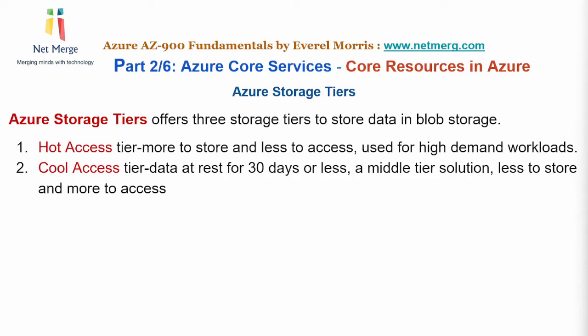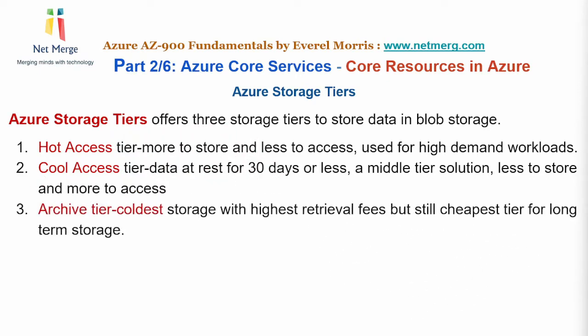You have cold access, where the data is at rest for 30 days or more. It costs less to store, but it costs more to access. Next we have the archive tier. It's the coldest tier and it's stored with high retrieval fees. So it costs you more to access, but it's still cheaper for long-term storage.